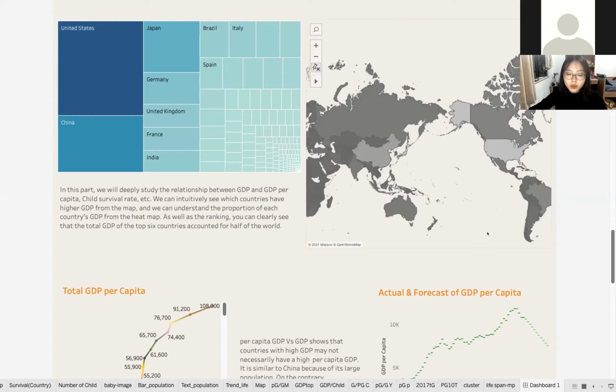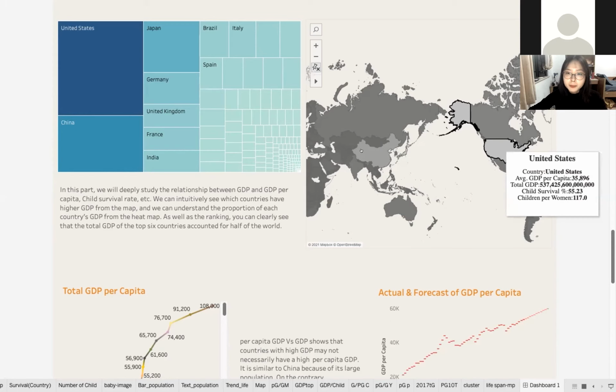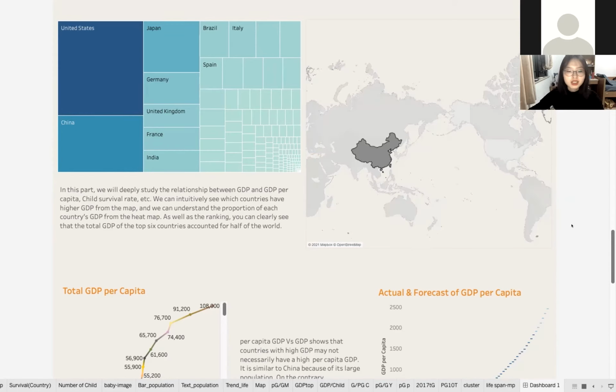The brighter the gray, the higher the country's GDP, like the United States and China. From the heat map, we can understand the GDP ratio and ranking of each country, such as the United States first and China second. It can be clearly seen that the total GDP of the first 6 countries accounts for half of the world. It shows that a few countries have created more than half of the world's GDP, and most of the capabilities are concentrated in a few countries.